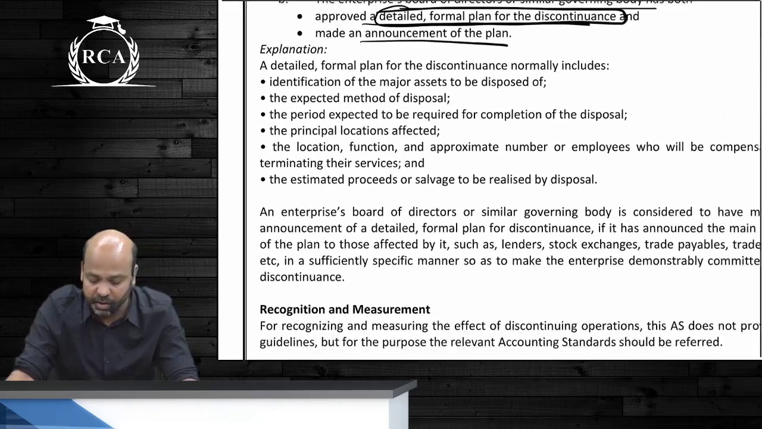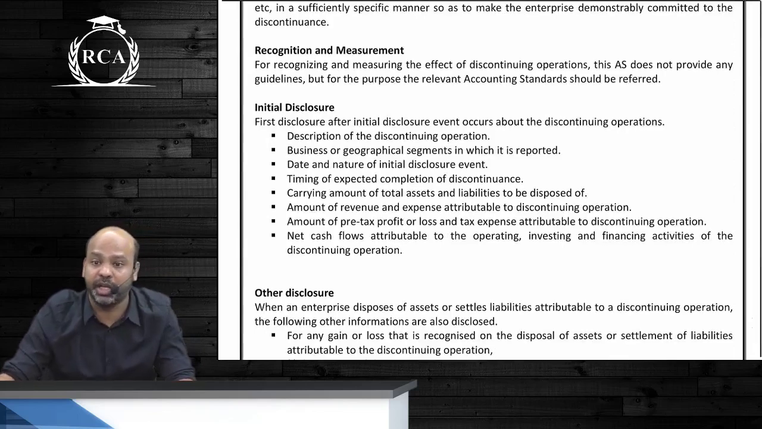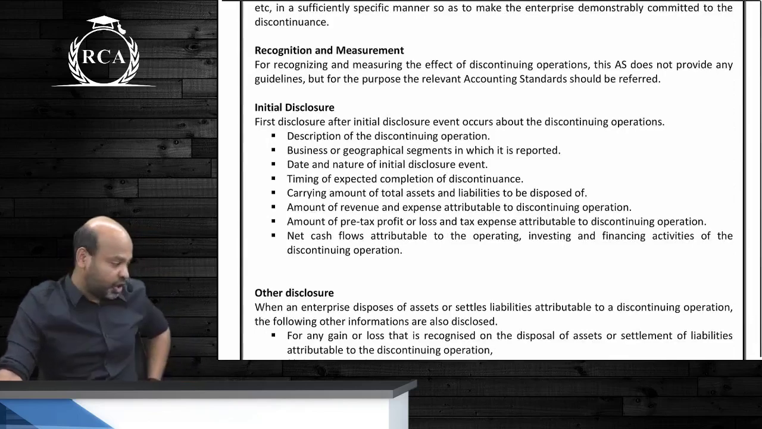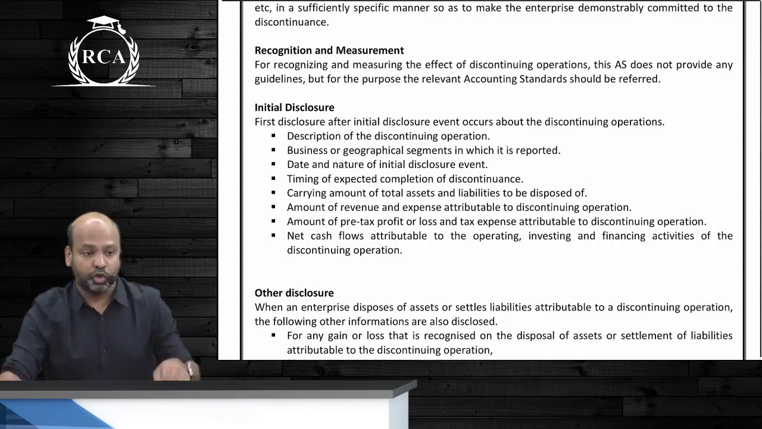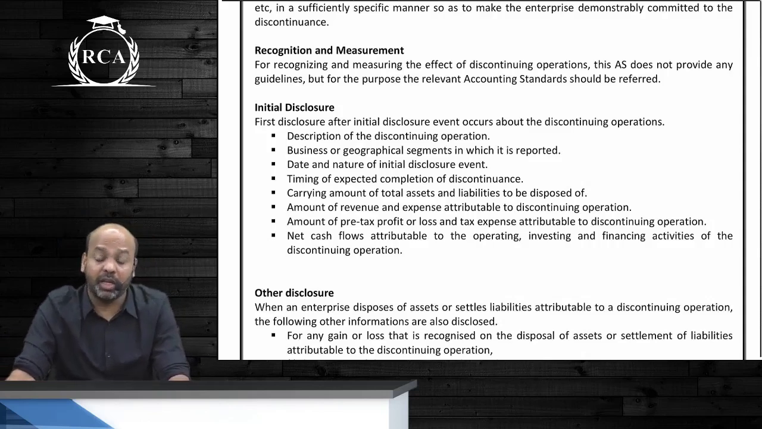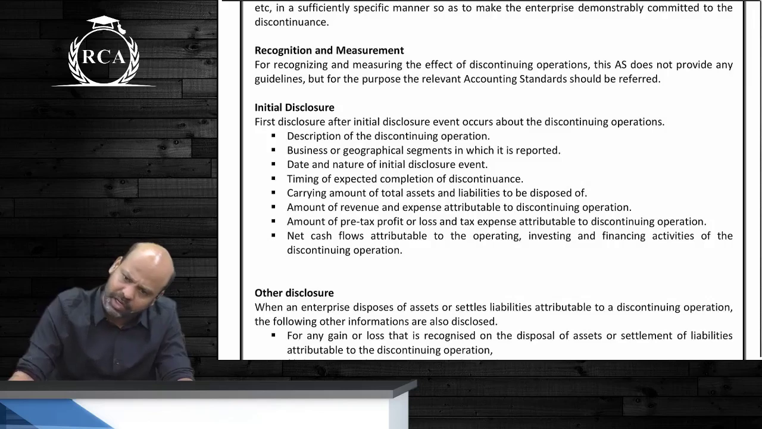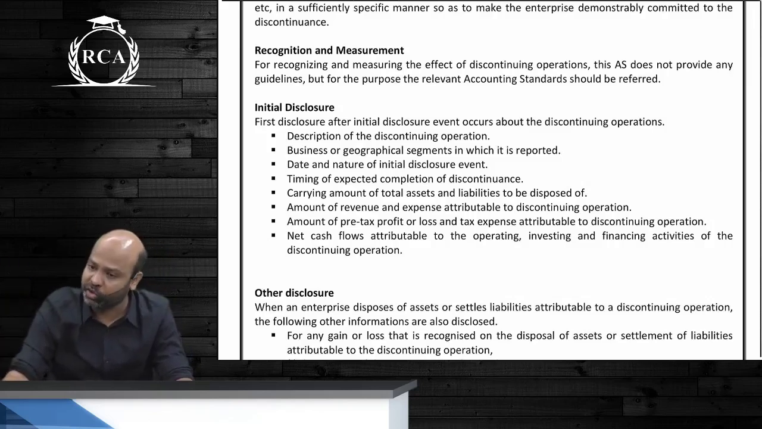After this, beta, we have learned about disclosures. I said whenever the initial disclosure event has occurred, the first financial statements that you're going to present, beta, after this initial disclosure event should consist of few disclosures. Those disclosures are, guys, a description of the discontinuing operation, the segment under which, guys, this discontinuing operation was reported, details and nature of the initial disclosure event, guys, and then all the financial disclosures.